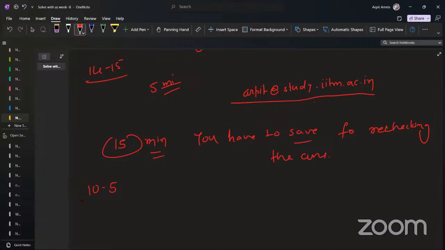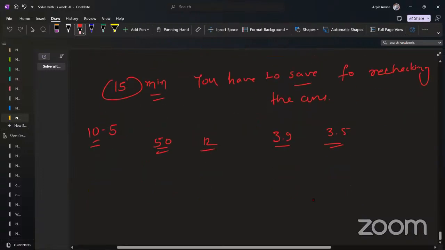Now, if I subtract these 10 minutes, you have 50 minutes for 12 questions. It means that basically you have about 3.9 minutes, or you can say 3.5 minutes, for each question. Now, again, the thing is whether I have to attend each and every question. No. Sometimes you have to leave some questions. So the question is which questions I have to select for solving.